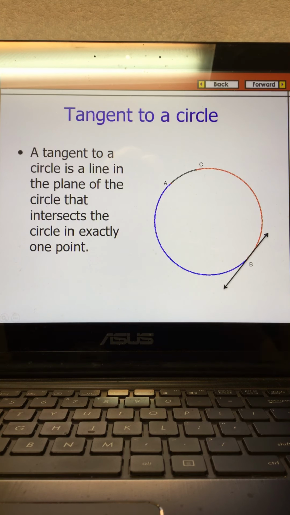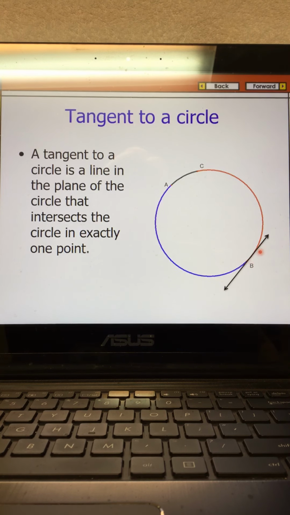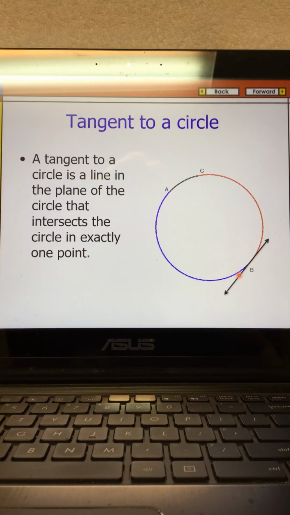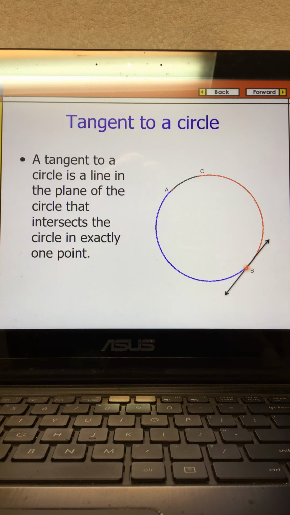Here's our other definition that might be new to you. Tangent. A tangent to a circle is a line, and it has to be drawn on the same flat surface. And it intersects the circle in exactly one point. Now, it looks like it's touching in many points along there, but you have to remember that lines have no width and points have no width, but when we have to draw them with pencils, they do have a certain amount of width.